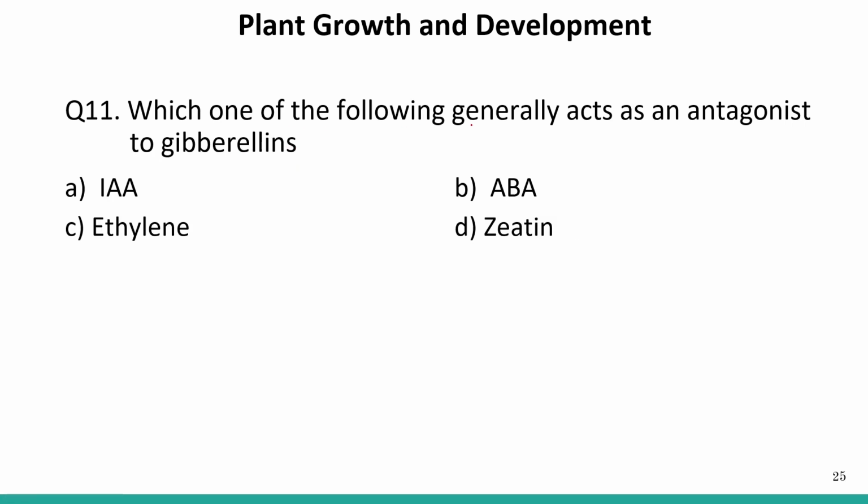The next question is, which of the following generally acts as an antagonist to gibberellins? Options are indole acetic acid, which is an auxin, then we have ABA, ethylene and zeatin. Zeatin is again a natural cytokinin. So what are the functions of gibberellins? Gibberellins promote seed germination.